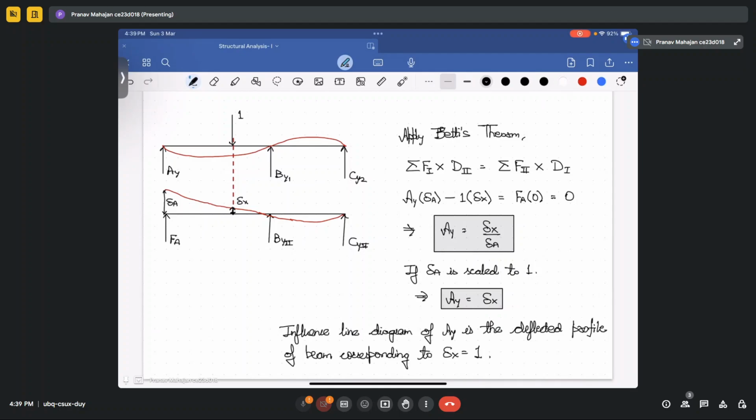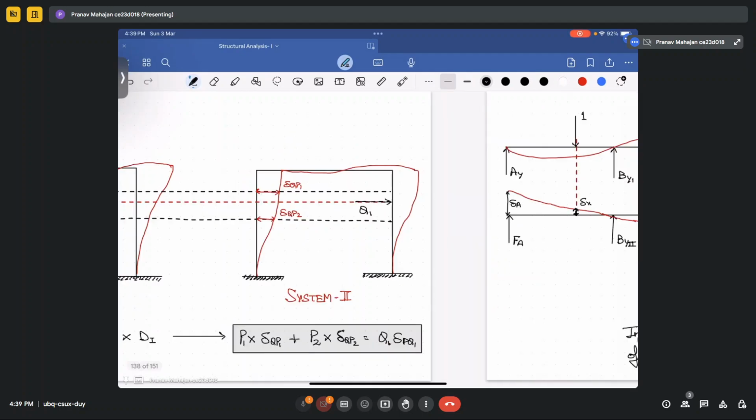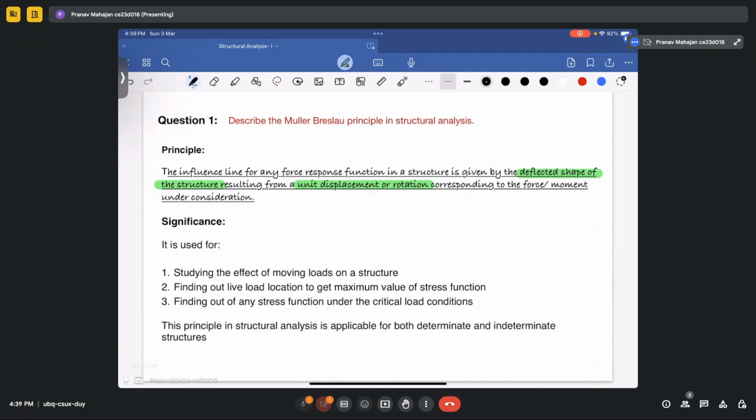This is what the Muller-Breslau principle says. There is also another significance of this principle. It is also used to study the effect of moving load on a structure. Another use is to find the maximum value of a stress function due to the live load.